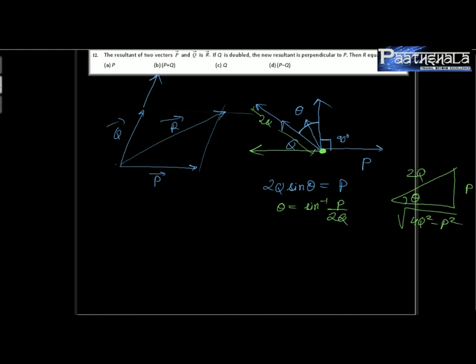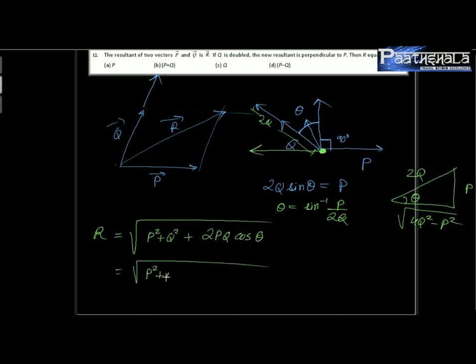So what does the vector R equal? So the vector R equals under root P square plus Q square plus 2PQ cos theta. So this is equal to under root P square plus Q square plus 2PQ, and cos theta is nothing but under root 4Q square minus P square upon 2Q.